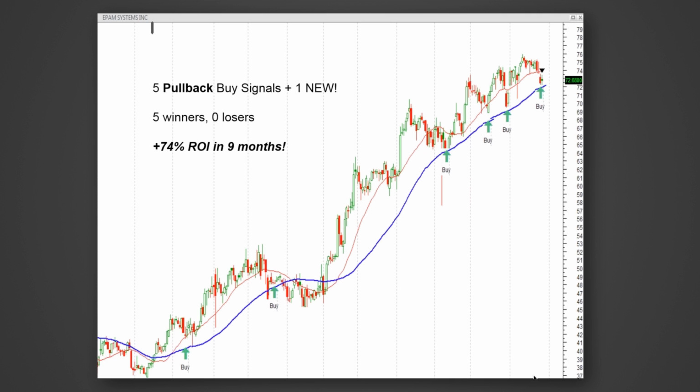And as you can see from this chart, it's in a strong uptrend with some nice pullbacks and periods of consolidation. And the long pullback is a system that seeks to buy embedded within a period of consolidation in the expectation that the uptrend will continue. We can see 1, 2, 3, 4, 5, and then a brand new one, 6 buy signals here. Of the 5 previous ones, they all were winners.